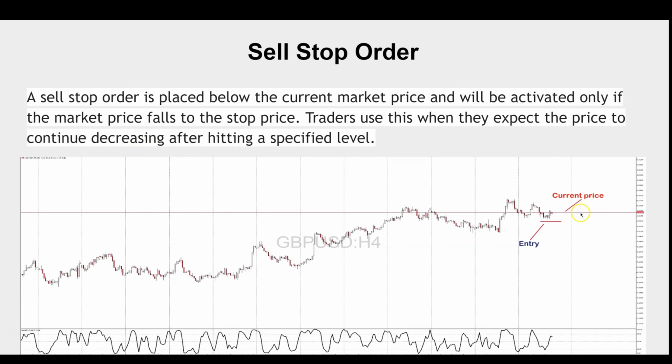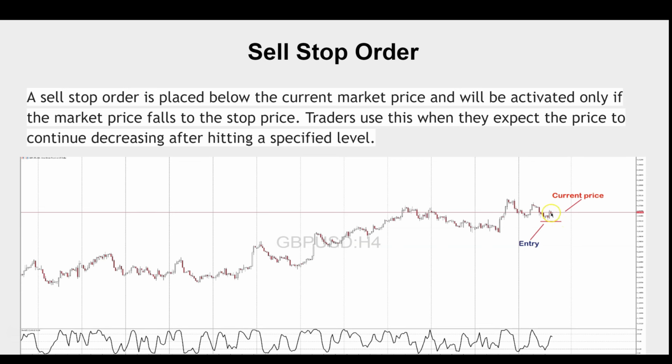So you can observe that right here. So this was the current price. And if I thought price was going to continue to fall, I would put a stop order, a sell stop order right here and allow price to just walk me into this trade and confirm my analysis.